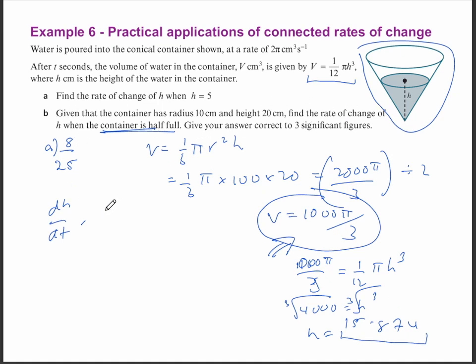And for that, again, the other information we have is that dV over dt is equal to 2 pi. And our dV over dh formula is just going to be 1 over 4 pi h squared.